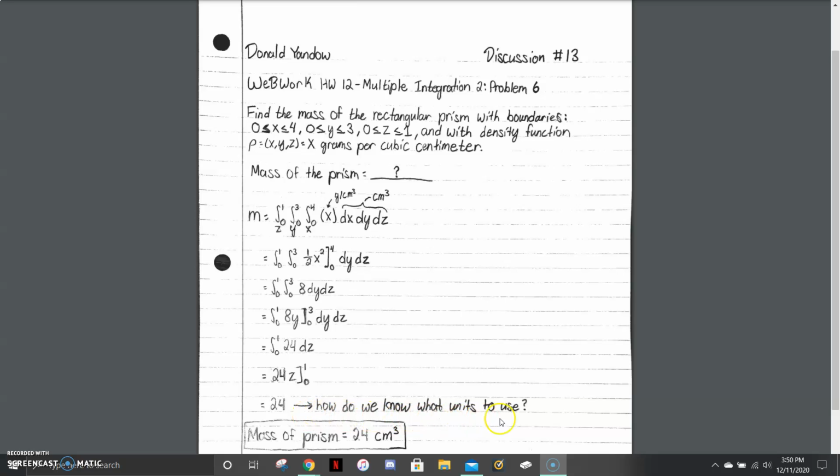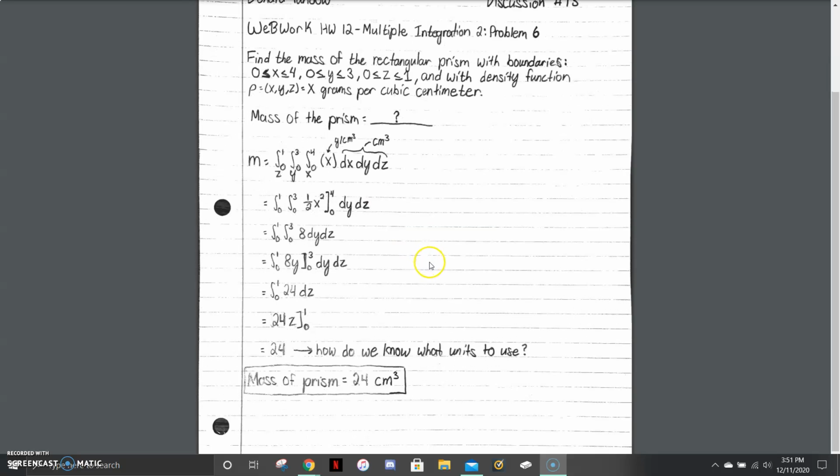So how do we know what units to use? With units, we notice that our density function, the units of it are grams per cubic centimeter. And with our dx, dy, and dz, they are all in centimeters. So dx is in centimeters, dy is in centimeters, as well as dz. So those are all centimeters cubed. So when you multiply grams per centimeter cubed times centimeters cubed, you're left with grams.